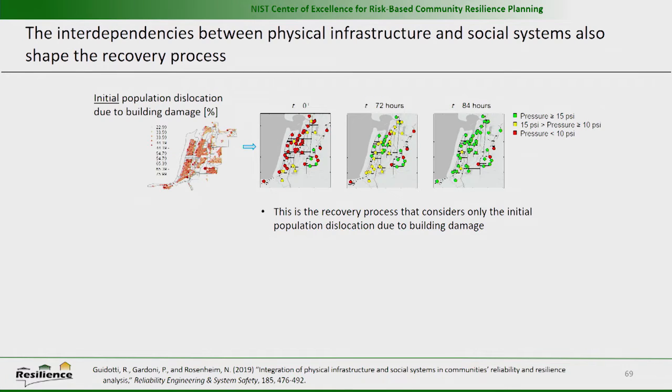The dependencies between physical infrastructure and social systems also shape the recovery process. This is the recovery process that considers only the initial population dislocation due to building damage.